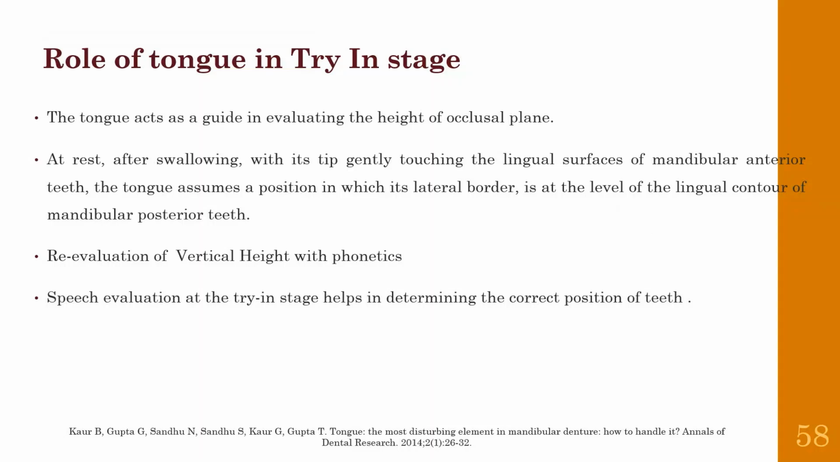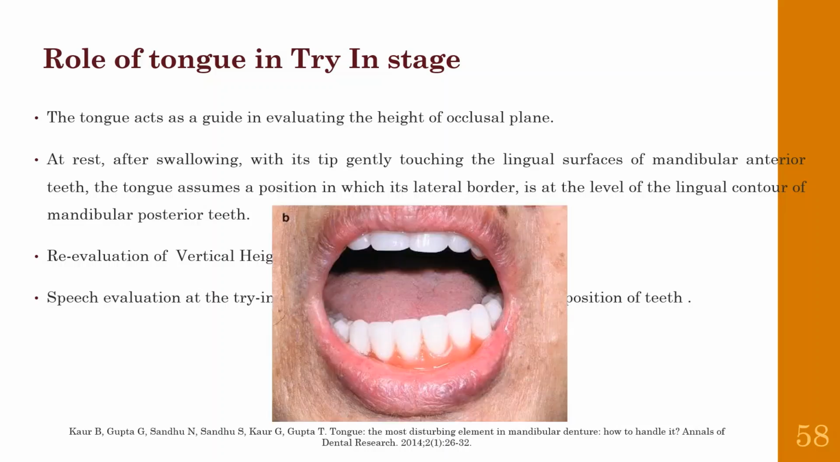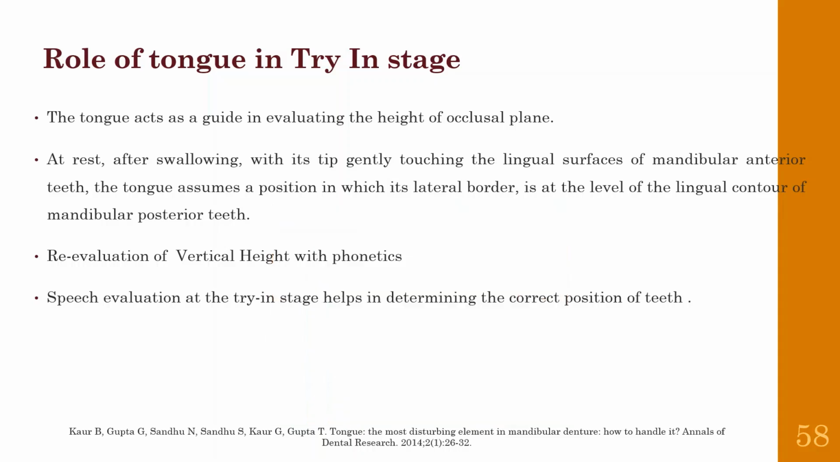Role of the tongue in the trying stage. The tongue acts as a guide in evaluating the height of the occlusal plane. At rest after swallowing, with its tip gently touching the lingual surfaces of the mandibular anterior teeth, the tongue assumes a position in which its lateral border is at the level of the lingual contour of the mandibular posterior teeth. Re-evaluation of vertical height with phonetics is done. Speech evaluation at the trying stage helps in determining the correct position of the teeth.